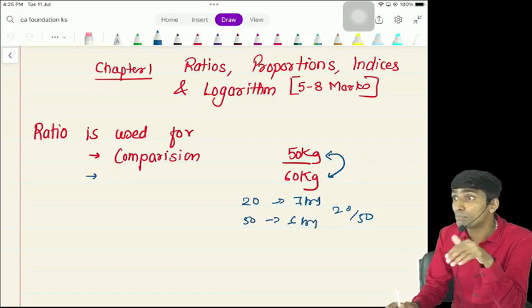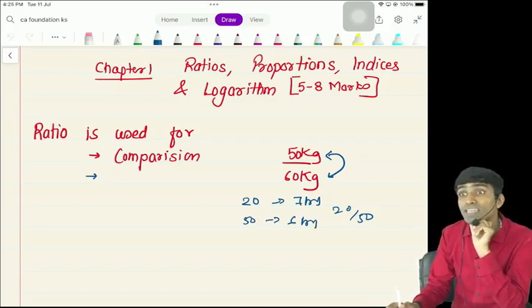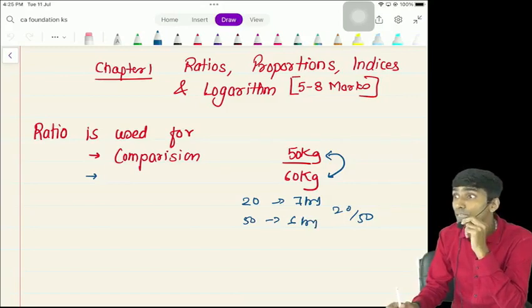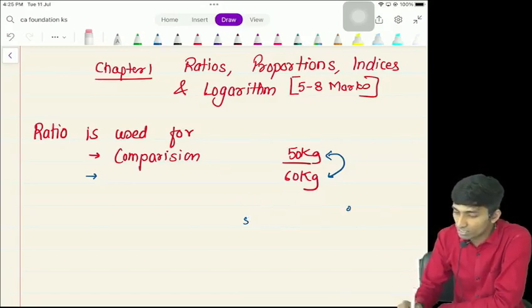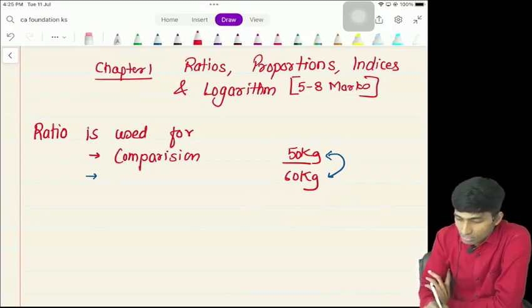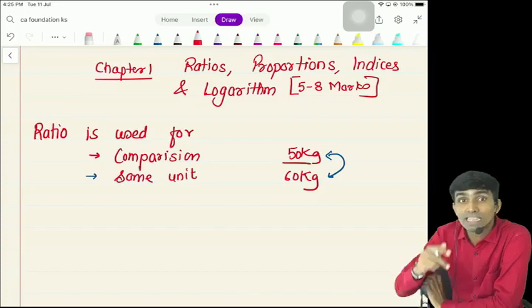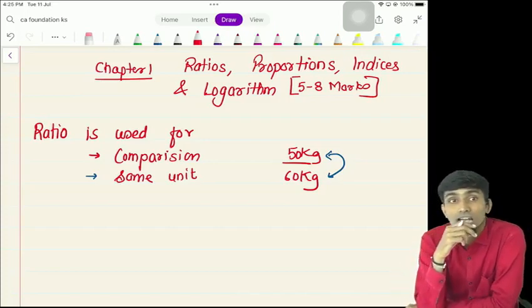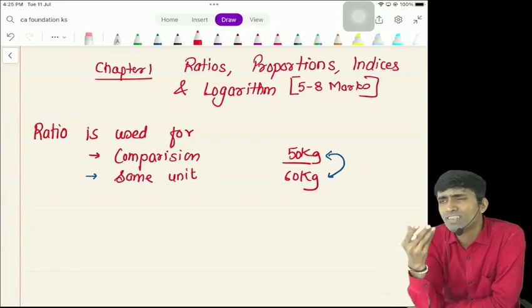So you'll have to calculate per hour earnings and then you can take the ratio. So units need to be the same. Understood? There will be one question on this. Same unit. Everybody, is this point clear? Have you understood what I said? We will see it in that sum.